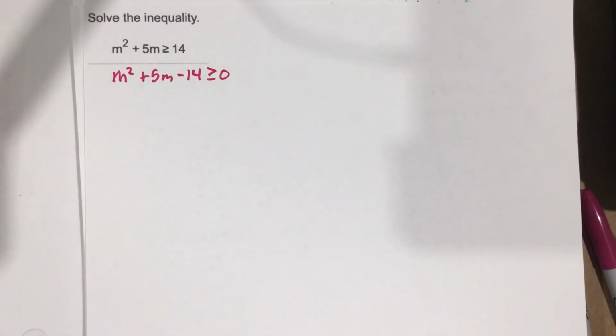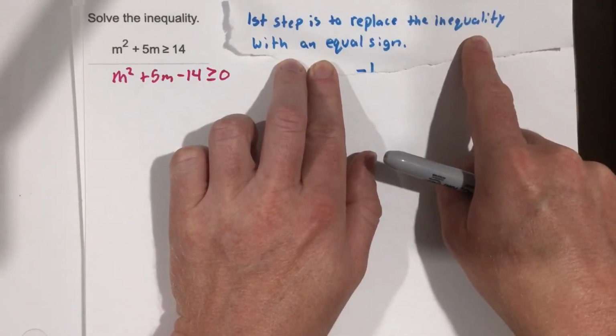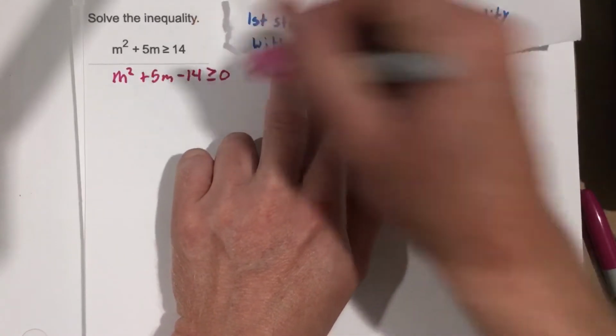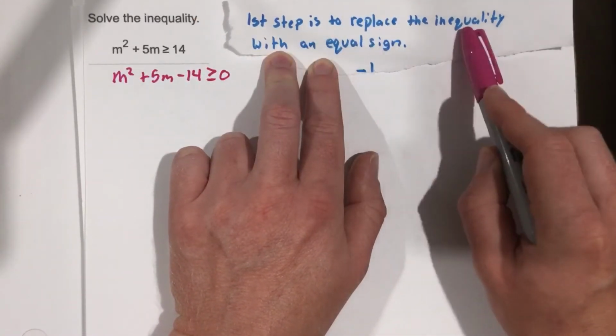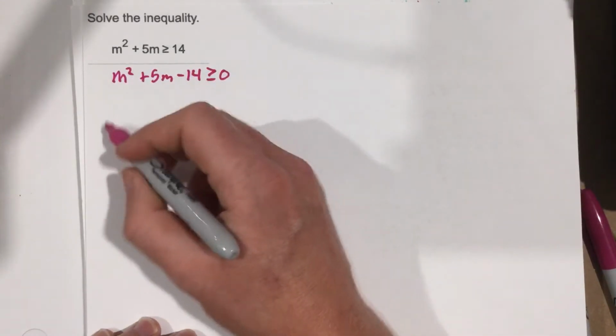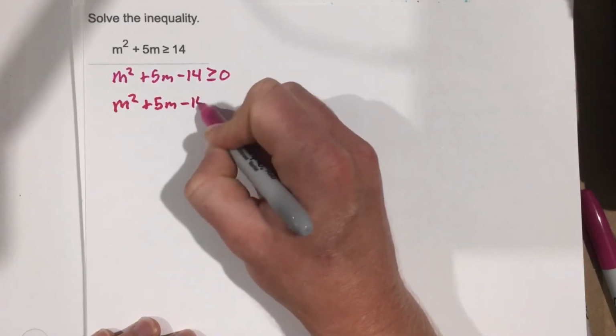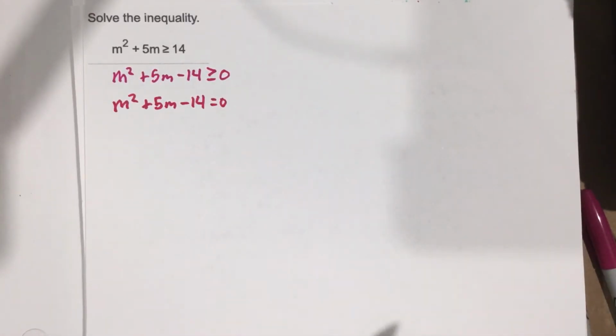The second thing I'm going to do is use an equal sign and replace the inequality. So the first step, after you get it greater than or equal to 0, is to then replace the inequality with an equal sign. So I'm going to replace that inequality sign with an equal sign. That's going to give me m squared plus 5m minus 14 equals 0. Now I'm going to find the roots.